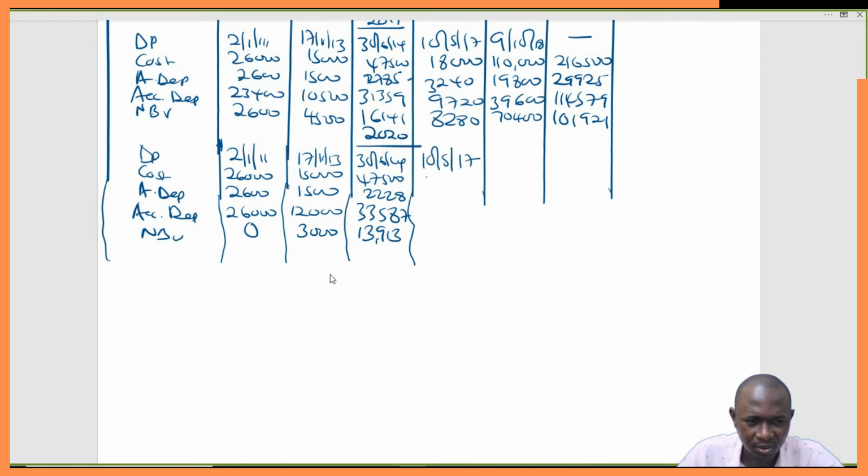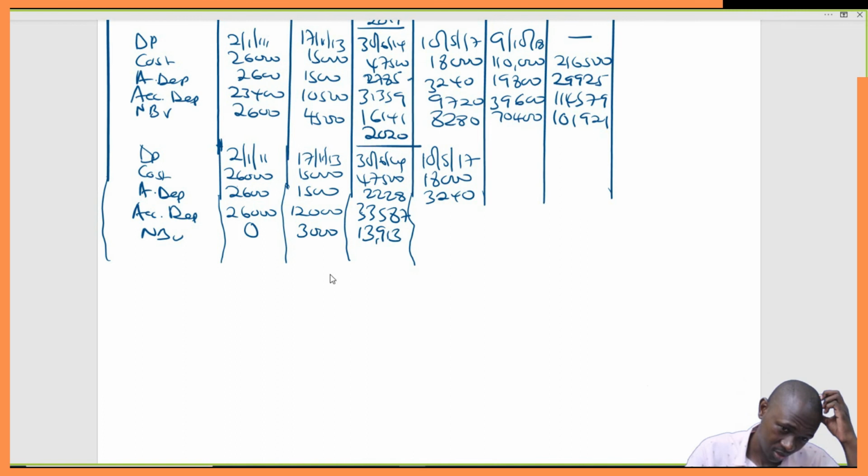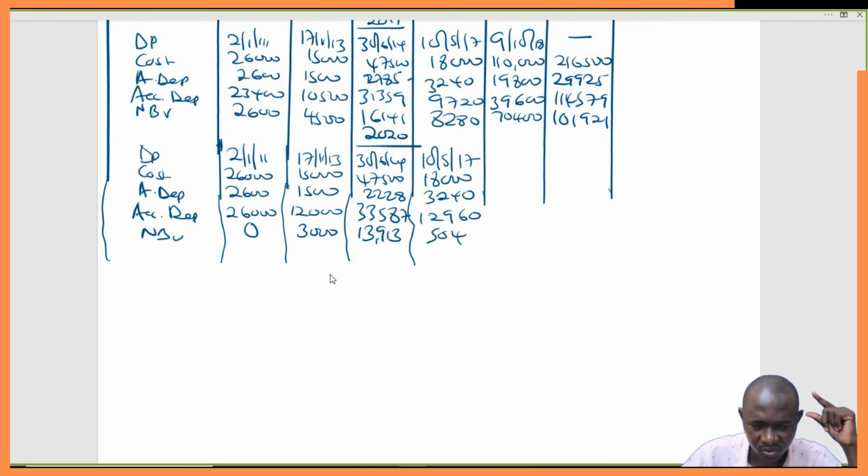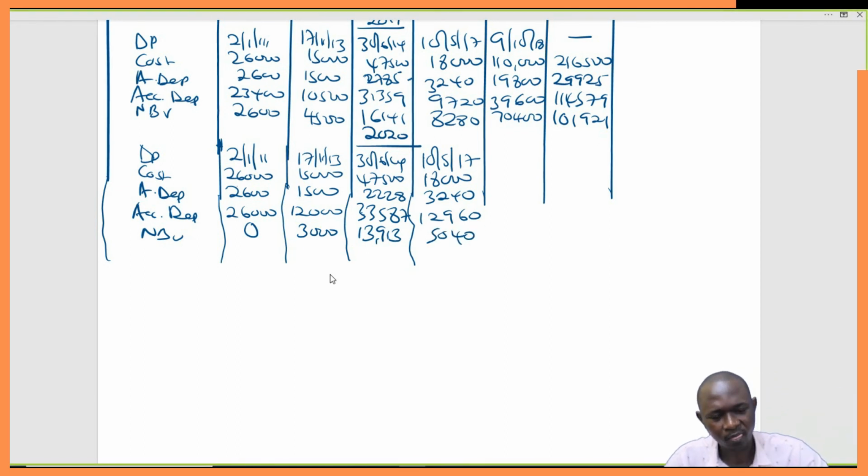Then 517, 18,000. This is the other asset. This is the annual depreciation. Now the accumulated will be 3240 plus 9720. That gives us 12,960. So 12,960 minus 18,000. This gives us 5040. Yeah, 5040.